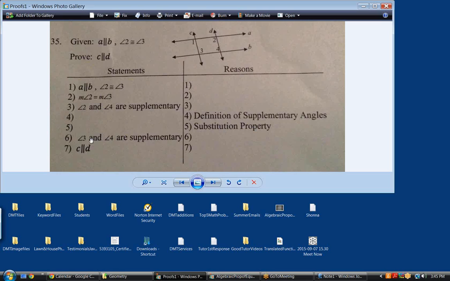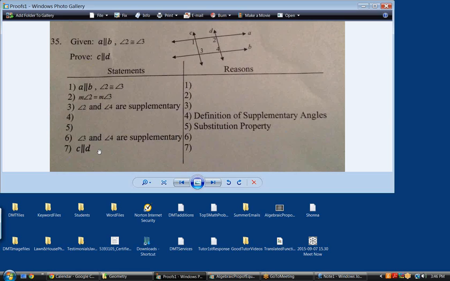Okay. Now, number 6 says angle 3 and angle 4 are supplementary. What goes here for the reason? Isn't that just the definition of supplementary? You got it. Definition of supplementary angles. In other words, the statement 5 said that angle 3 and angle 4 add to 180. Therefore, angle 3 and angle 4 are supplementary because of the definition of supplementary angles.